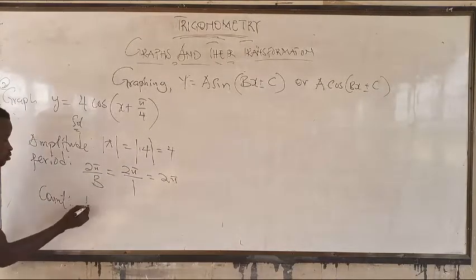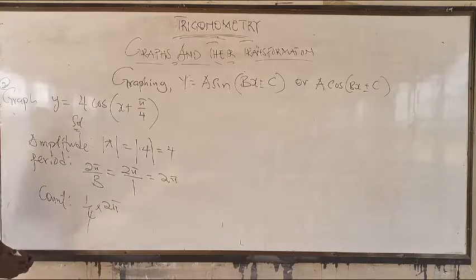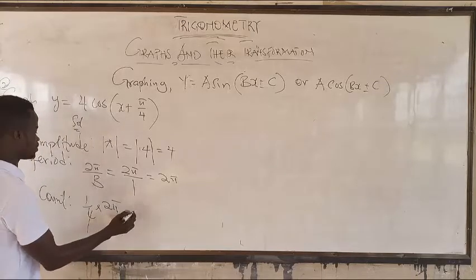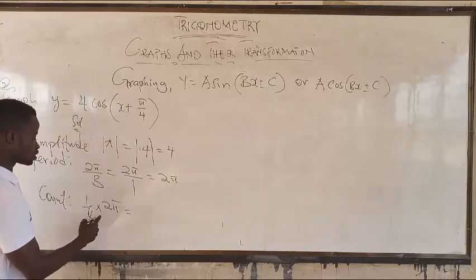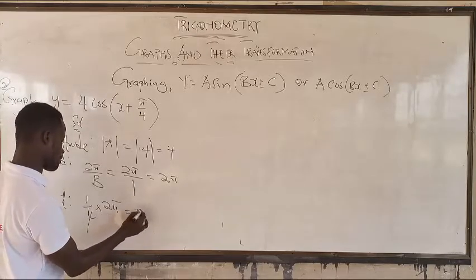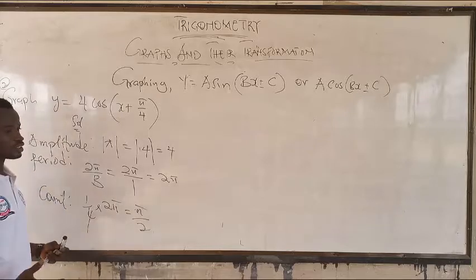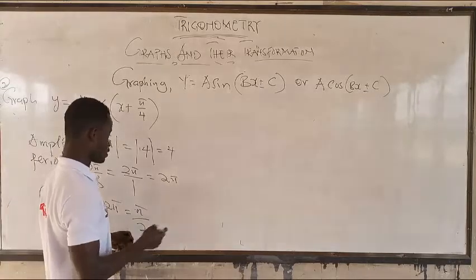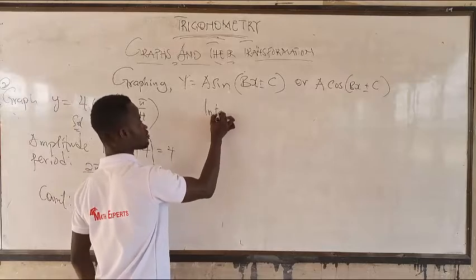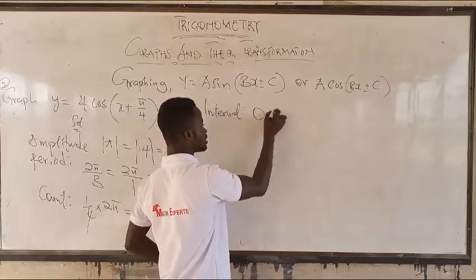Then you go for the count. And for the count, we multiply 1/4 by 2 pi, which is the period. And this is going to give you pi over 2. So the count is going to be pi over 2. Then the next is to go for the interval. The interval, where you write this.